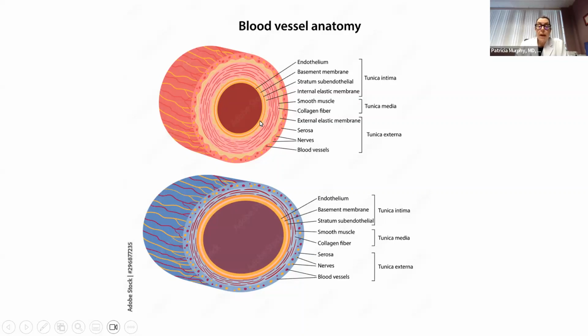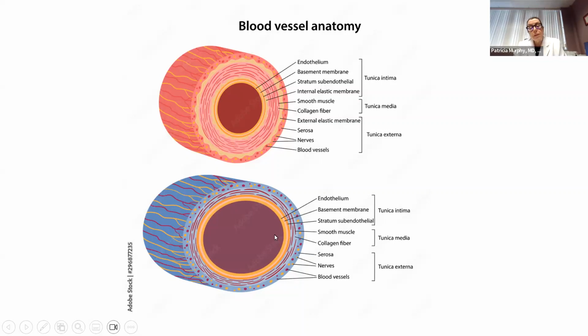And when we talk about plaque, which we're going to talk about later, the plaque deposits underneath the intima or endothelium, in the media, or the middle portion. That's where the plaque of the coronary artery deposits.